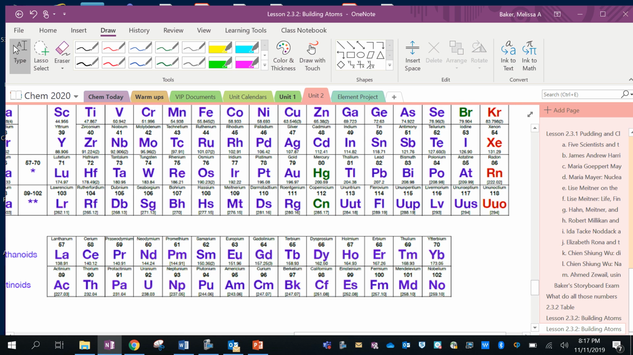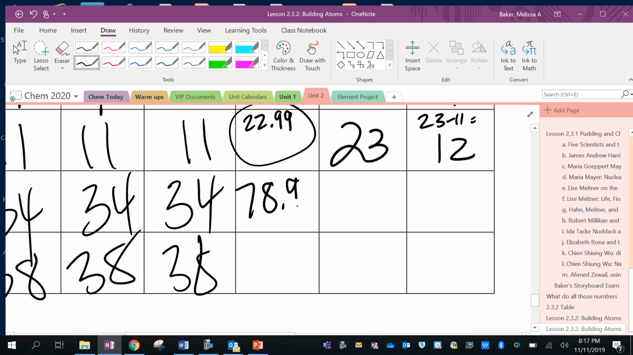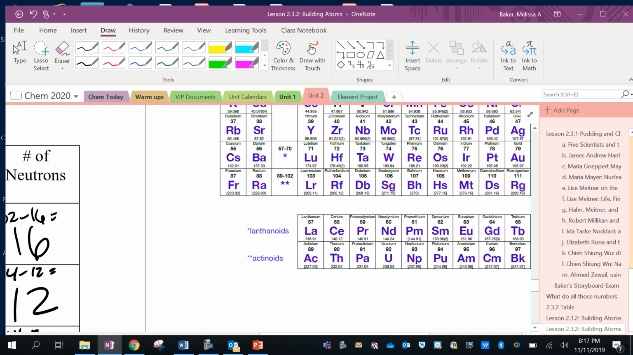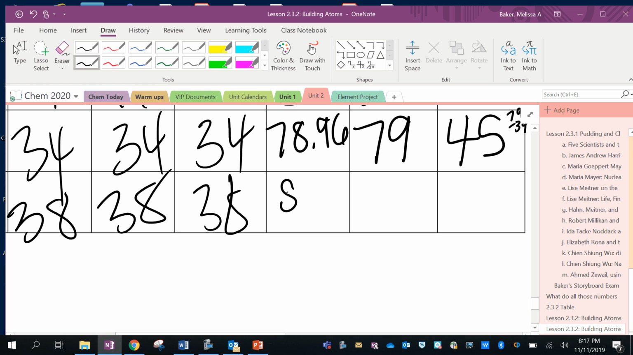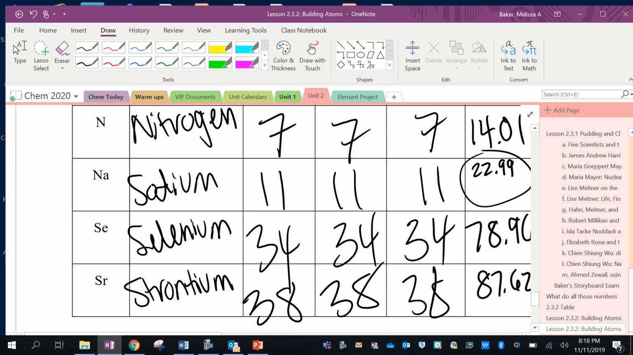Selenium's molar mass is 78.96. And so that rounds to 79. So now we have to do math. 34, 44, 54, 64, 74. That's 45. 79 minus 34. And then we've got strontium, last but not least, is 87.62. 88. So we've got 88 minus 38. And that is 50.